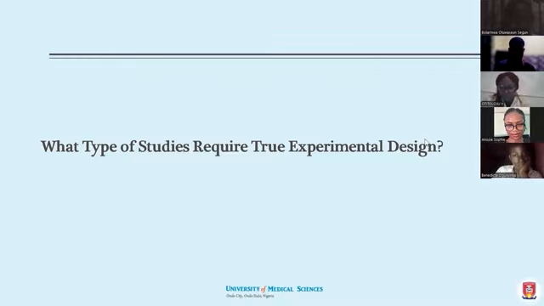What type of studies require true experimental design? You can just type that. Okay, you can see somebody saying intervention study. All right, intervention study.